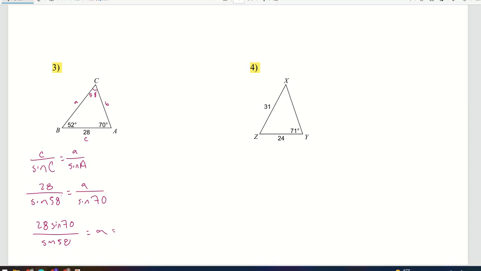All right, let's type this into our calculator. 28 sine of 70 divided by sine of 58, making sure we're typing it into our calculator appropriately, and we get 31.03. We do the same thing, except we'll be working with the B section. So it'll be 28, little c, over sine of 58, big C, equals little b over sine of big B, which is 52. So we end up solving it the same way. It'll be 28 sine of 52 divided by sine of 58. And we get little b is equal to 26.02.